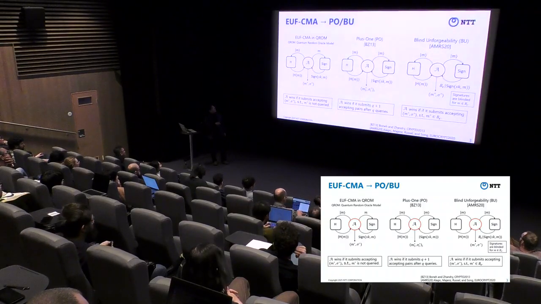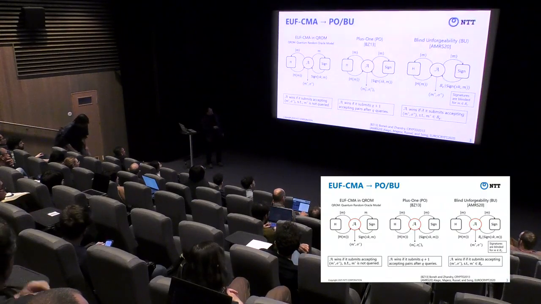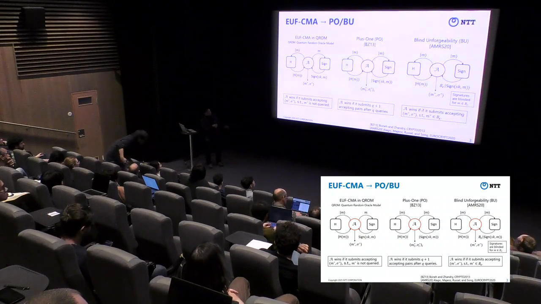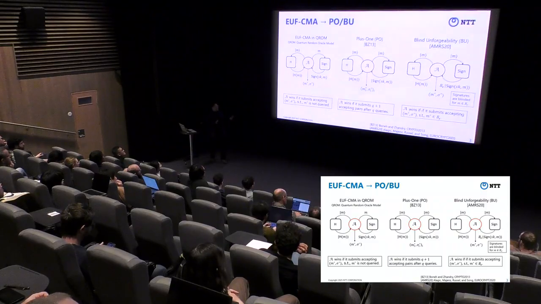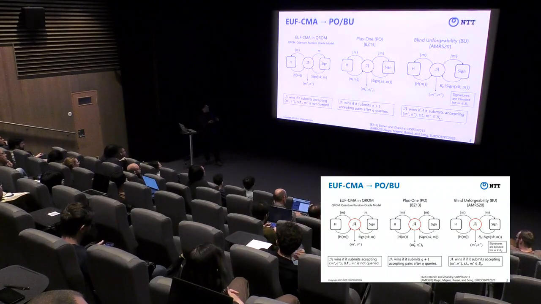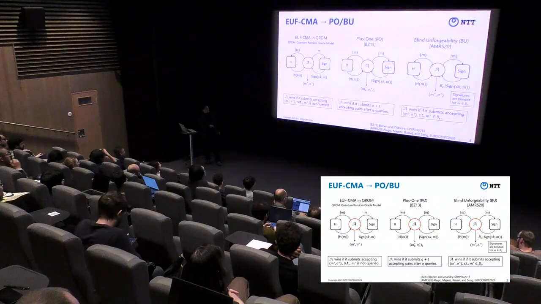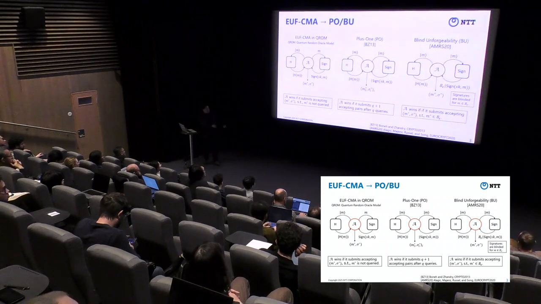The other one is blind unforgeability, or BU. In this game, the signing oracle is kind of blinded for some set of messages. Let's call it B sub epsilon. This is a set of messages for which the adversary can't get any information about signatures. In this game, the adversary has to submit a message and signature such that the message is in this blinded set, because he has no information about the signatures for this set.